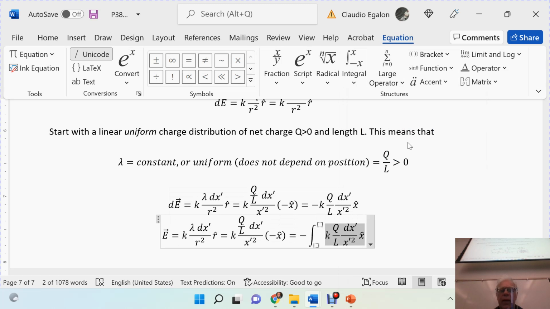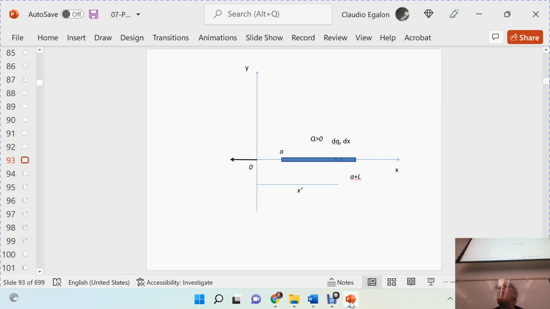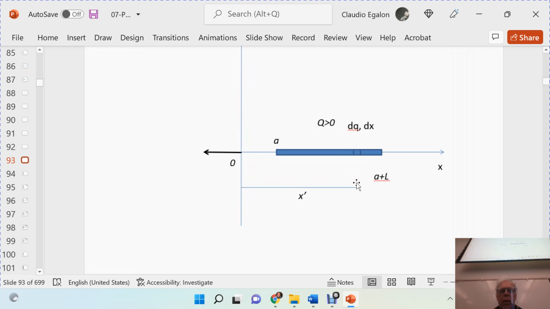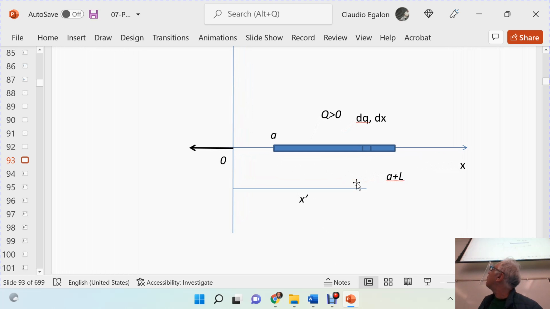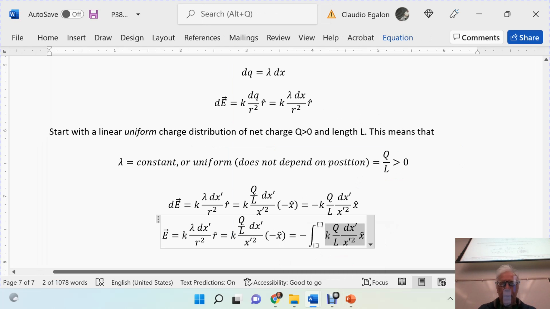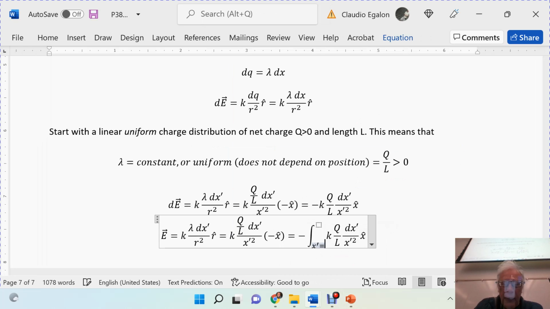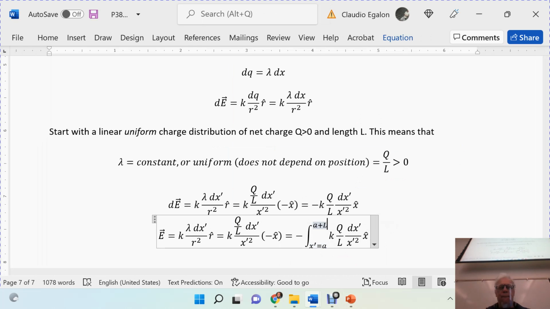Okay, that's the integral. Let's take a look at our drawing again. Let's see what are the limits of integration. The limits of integration is from a until a plus L, right? Is that large enough for you to see, folks? Right, that's the limit of integration. So I'm gonna write that down. X prime is from a to a plus L. What else can we do here? I'm gonna put everything here under the parentheses.